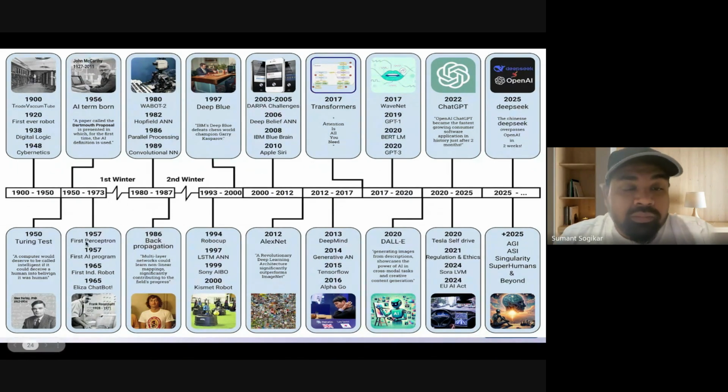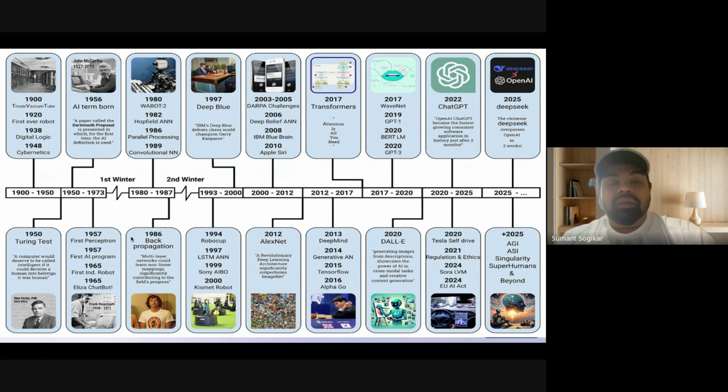In 1957, you have your first perceptron. Perceptron, like I explained about neural networks, is a replica of your human brain. A perceptron is this one single cell which allows you to think. So they were able to produce the first artificial perceptron and the first AI program.